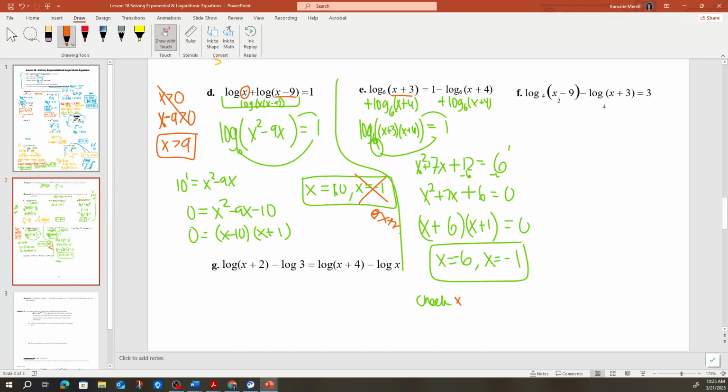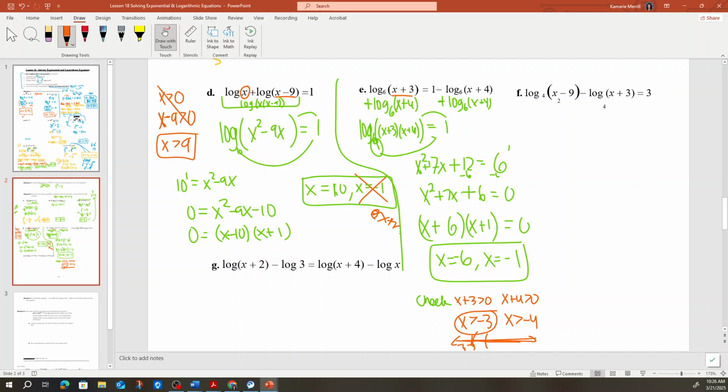X plus 3 has to be above 0, and x plus 4 has to be above 0. That means my x has to be above negative 3, but it also has to be above negative 4. Which one kind of encompasses everything? Let's think of our number line. Which one encompasses both? Okay, so make sure it's above negative 3.